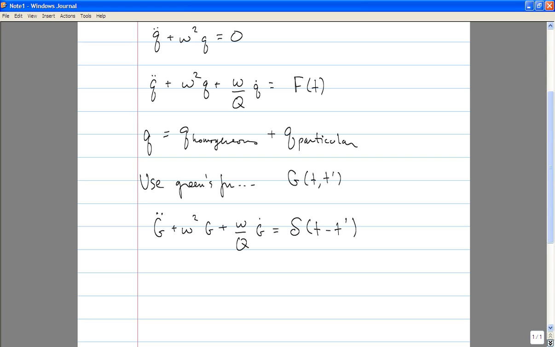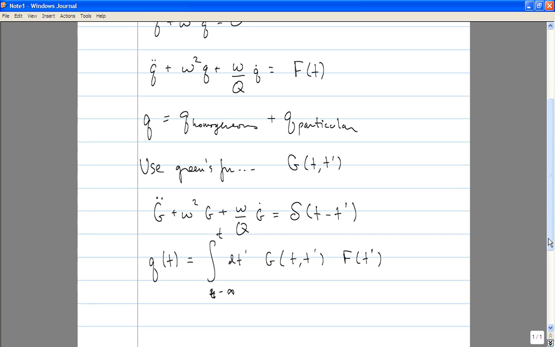And then having solved for the Green's function, the general solution with an arbitrary driving force is found by performing an integral. We integrate t prime from minus infinity up to t of this Green's function, G of t and t prime, multiplied times f of t prime. So the Green's function represents the response of the oscillator to a kick of unit impulse at t equals t prime, and then we integrate that over all times before t in order to find the response of an oscillator to an arbitrary driving force.